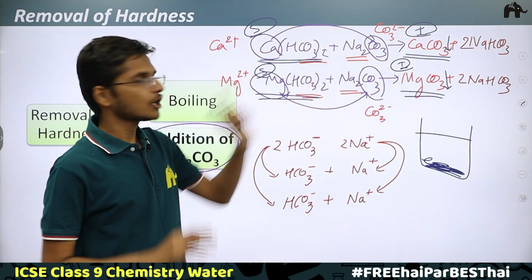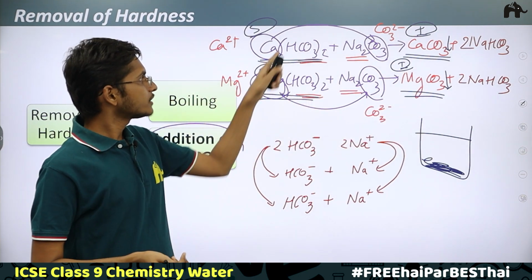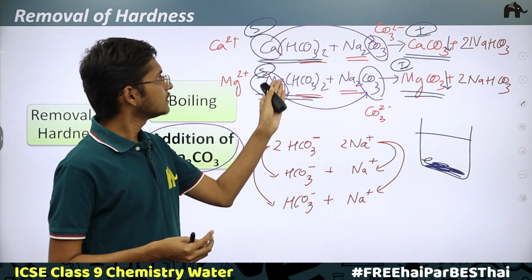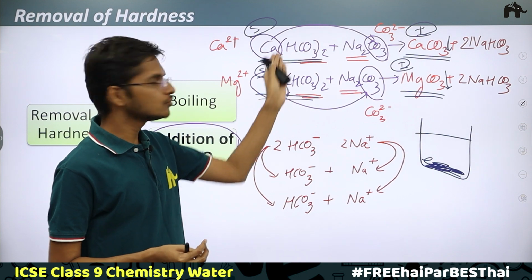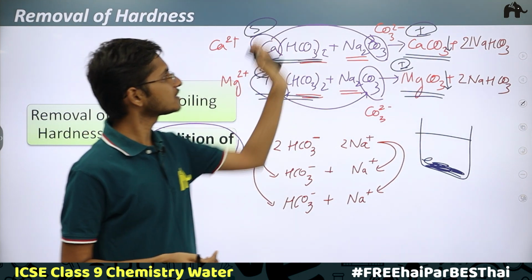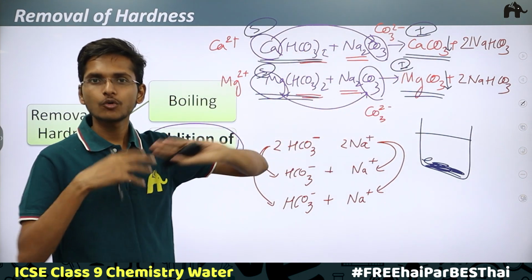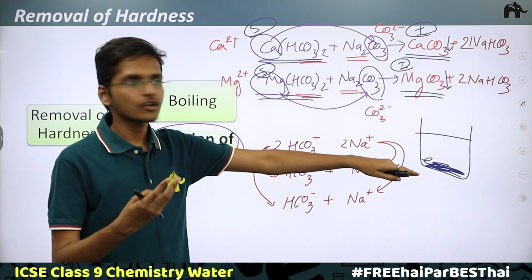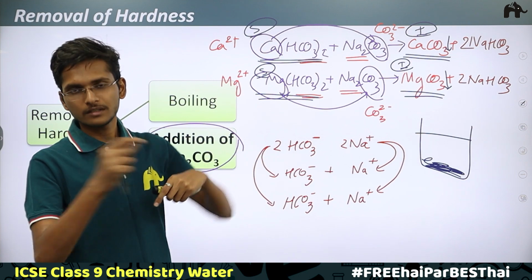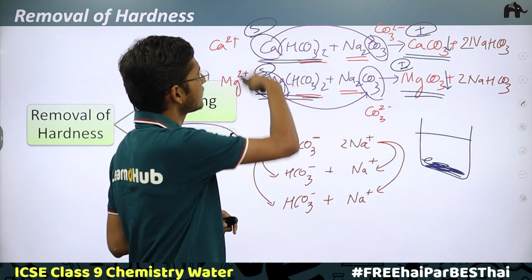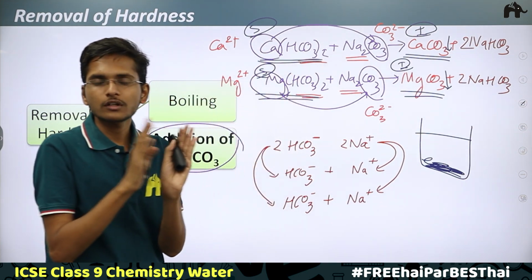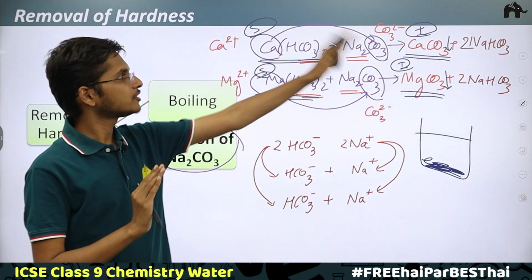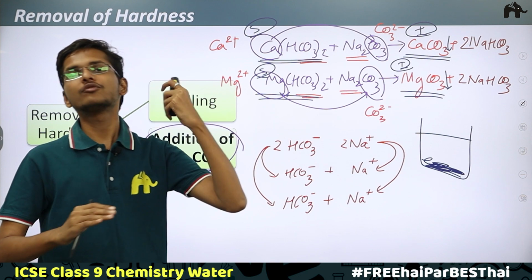How did we make it free? Since these were soluble, we cannot separate them. So what we did is we converted these two bicarbonates of calcium and magnesium to carbonates of calcium and magnesium. And since these carbonates are insoluble, we just filter them off, and in this entire process we have got rid of these bicarbonates, by converting them into carbonates and then ultimately removing them.